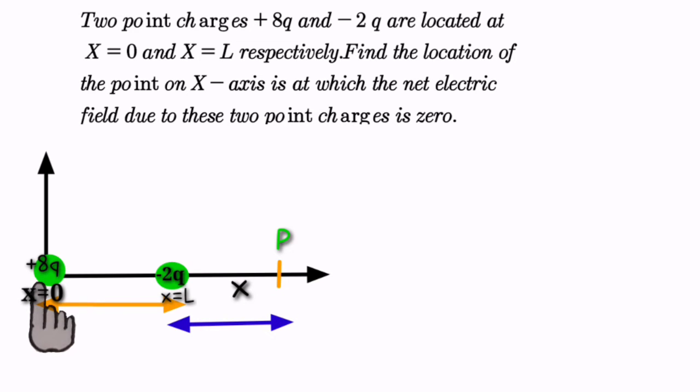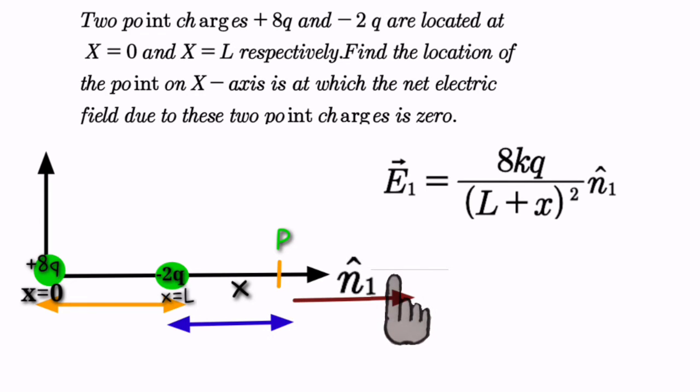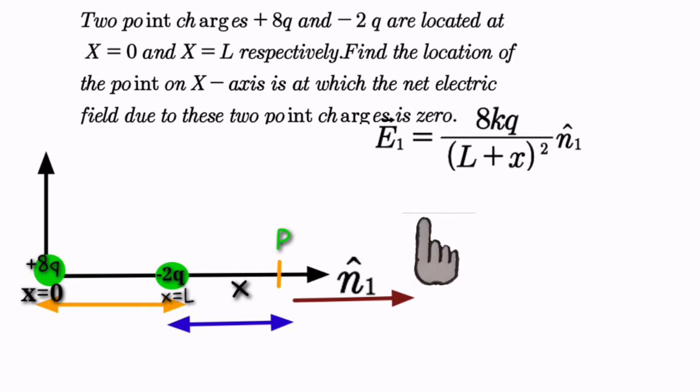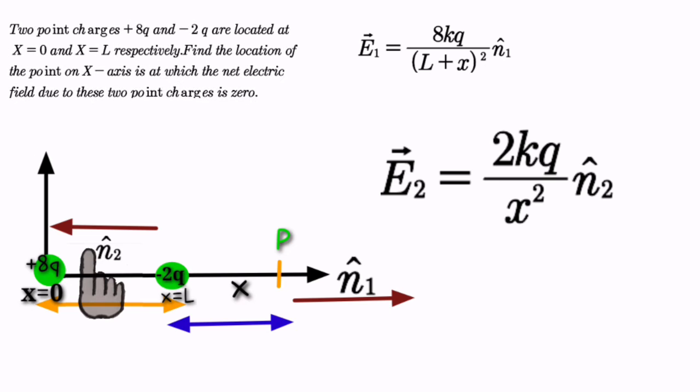So, the electric field due to plus 8q charge at point P is E1 vector equal to k into 8q divided by (L plus x) whole square into N1 cap, where N1 cap is the unit vector along the direction of field. Remember that to find the electric field we use a unit positive charge. So, the direction of field is towards the right. Now, the field due to minus 2q charge at point P is E2 vector equal to k into 2q divided by x square into N2 cap, where N2 cap is the unit vector towards the left. The direction is left because the force is attractive in nature.